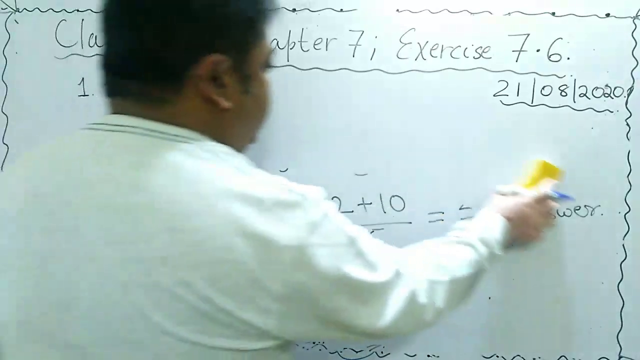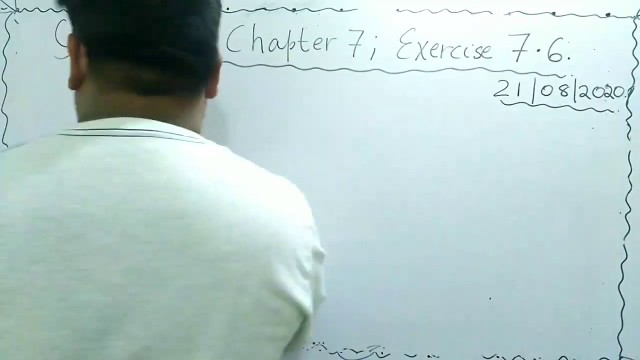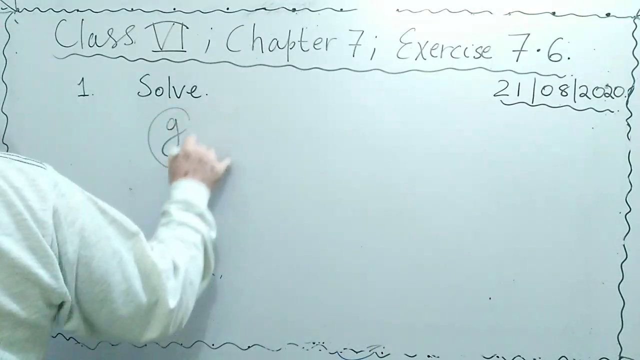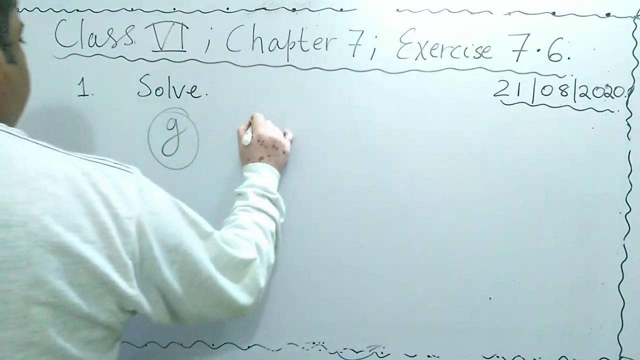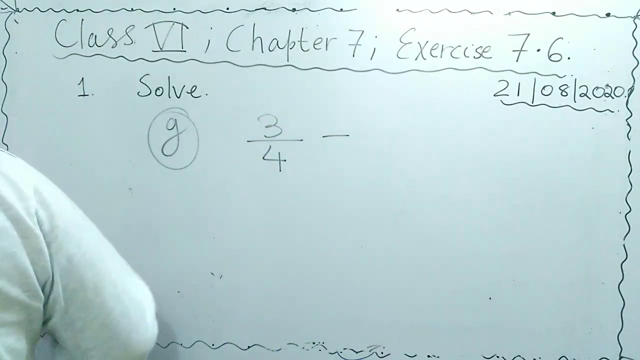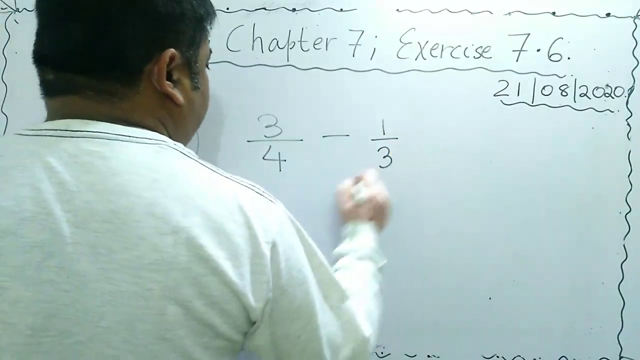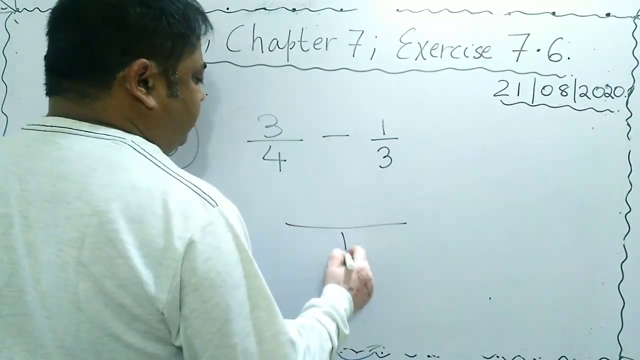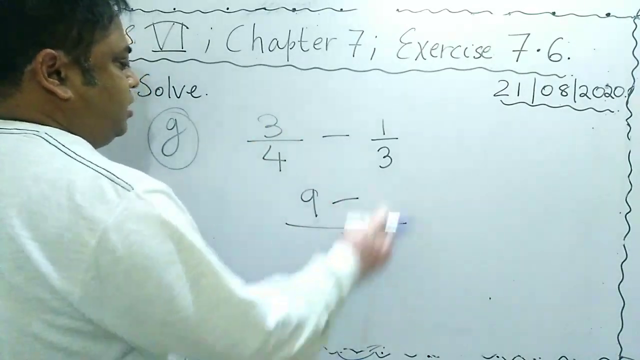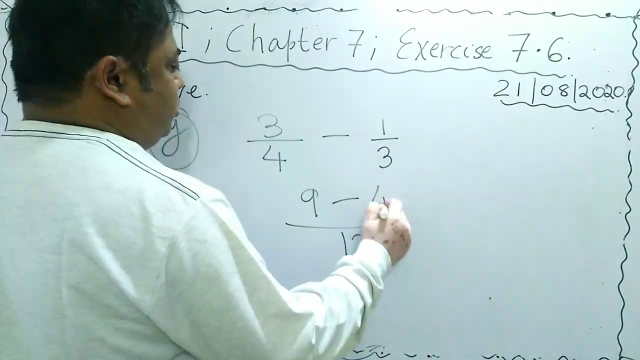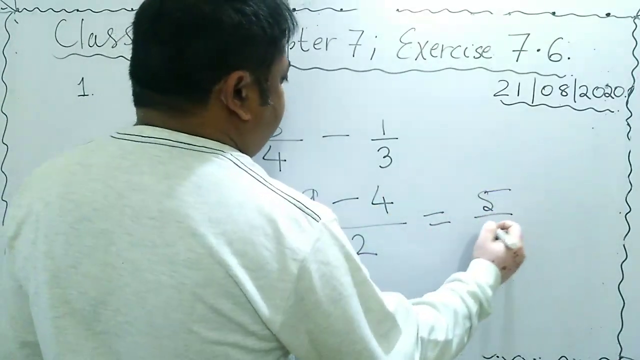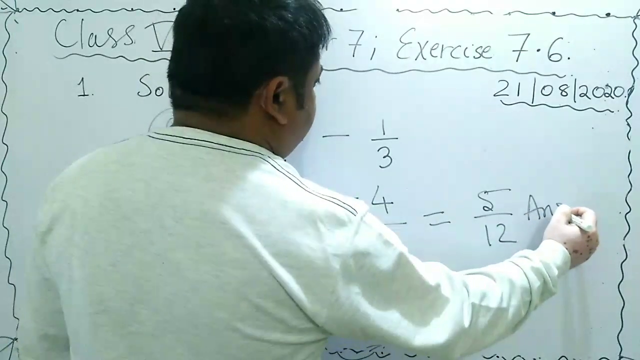We'll do question number G. 3 by 4 minus 1 by 3. 3 and 4's LCM will be 12. 4 3s are 12 and 3 3s are 9. Minus 3 4s are 12 and 4 1s are 4. Will be equal to 5 by 12. Answer.